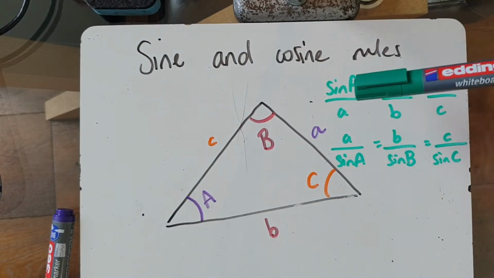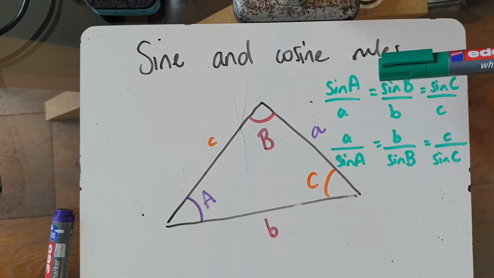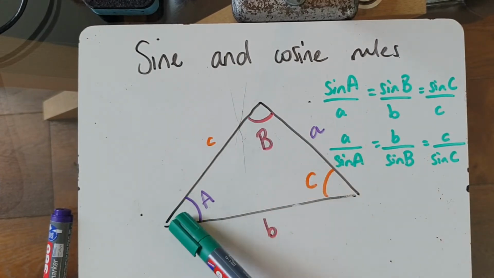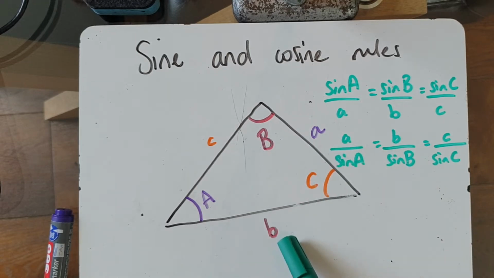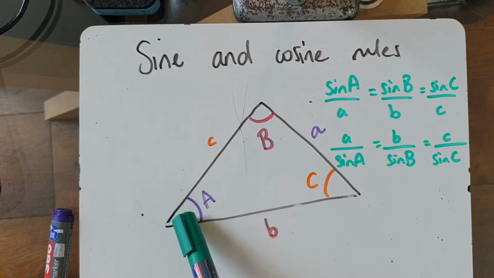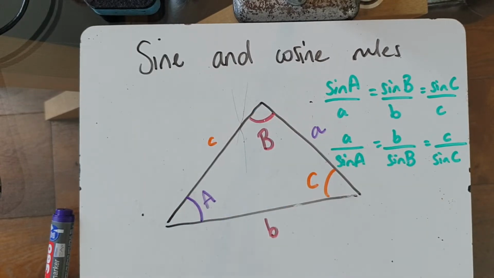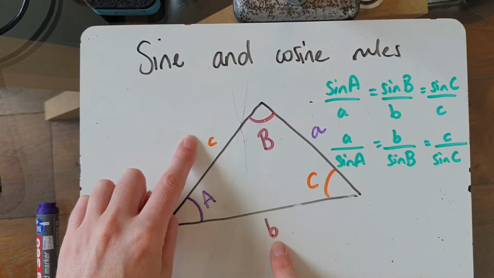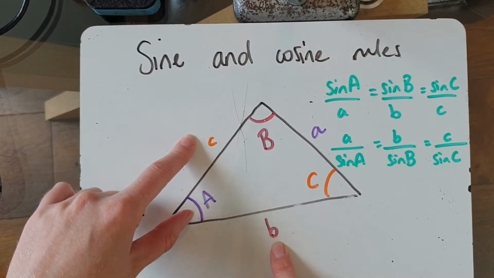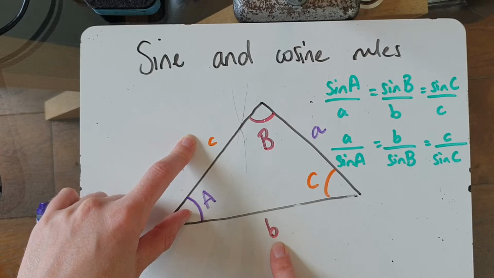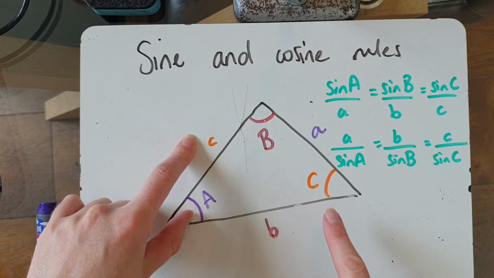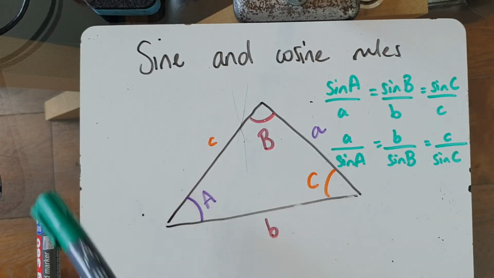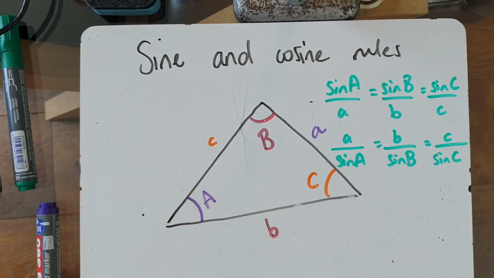This rule is useful where you've got two angles, say, and one opposite side, and you want to find the other opposite side, or two sides and one opposite angle, and you want to find the other opposite angle. If you have two sides and the angle you want to find is between them, the sine rule is not going to be useful because you would need this side or this angle. So what we would use for that is the cosine rule.